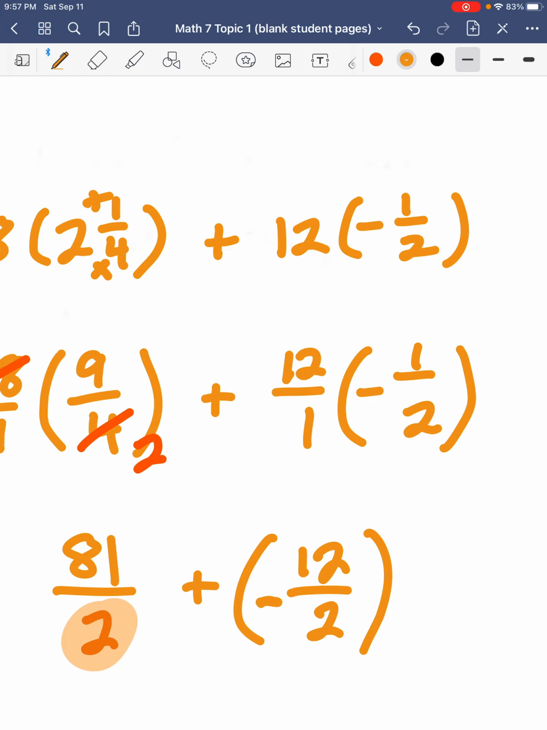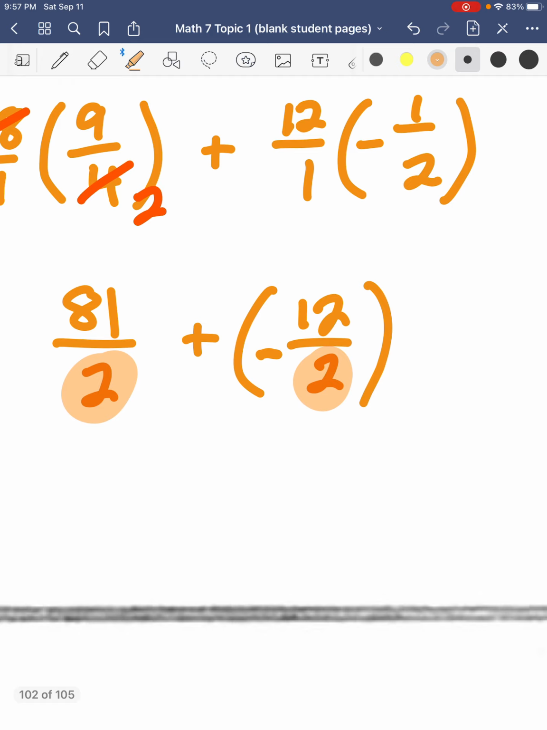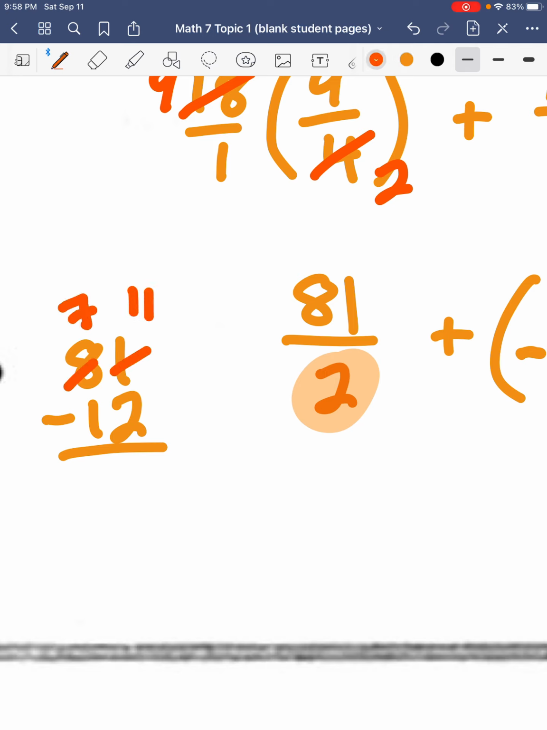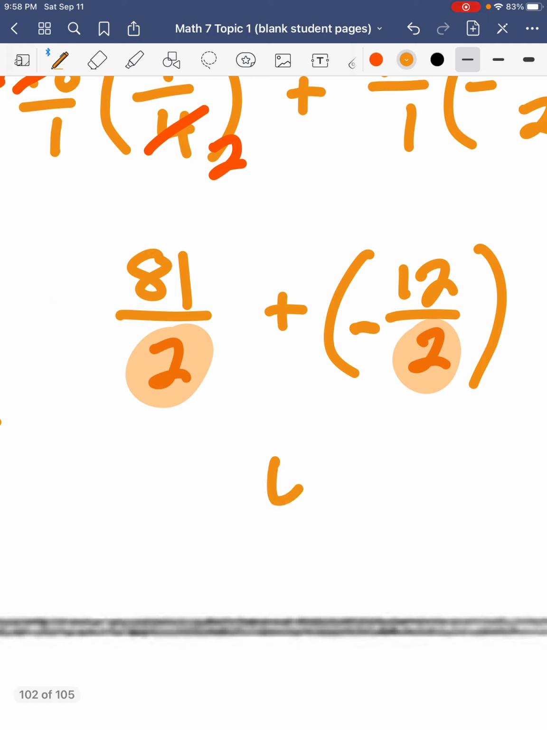Okay, so like I said, now we have a common denominator. So all we have to do is focus on our numerators. So we've got 81 plus -12. Well, one's positive and one's negative, so I'm going to subtract those integers. So 81 minus 12. I can't take 2 away from 1, so I'm going to borrow. This 8 becomes a 7, and that 1 becomes an 11. 11 minus 2 is 9. 7 minus 1 is 6. So I'm going to have 69 over 2.